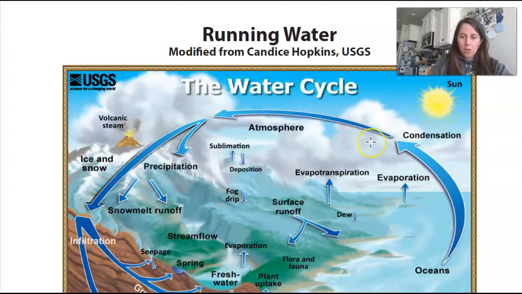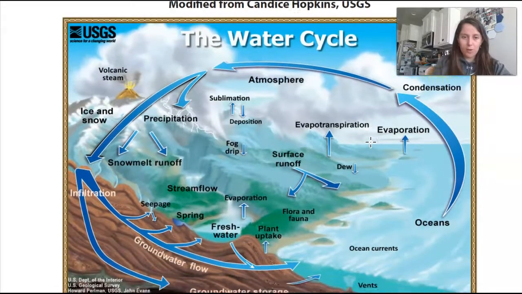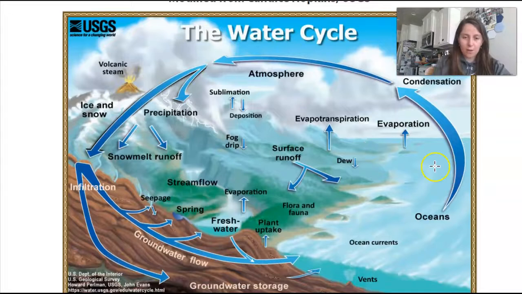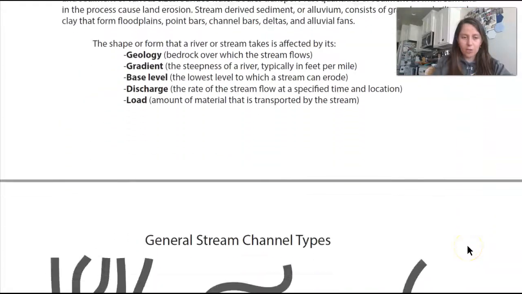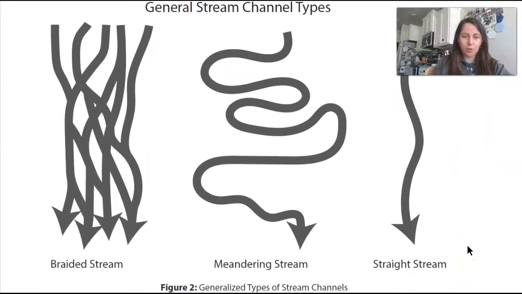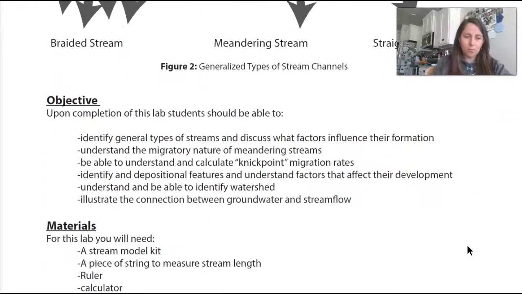But if you're looking at your lab manual, the first page on the running water lab should be page 103. This should be what you're looking at, the water cycle. If you listened to lecture, we should have covered that in depth. However, this is a good refresher, so I recommend that you go over it as well as the introduction and the general stream types idea that Ander has outlined for you.